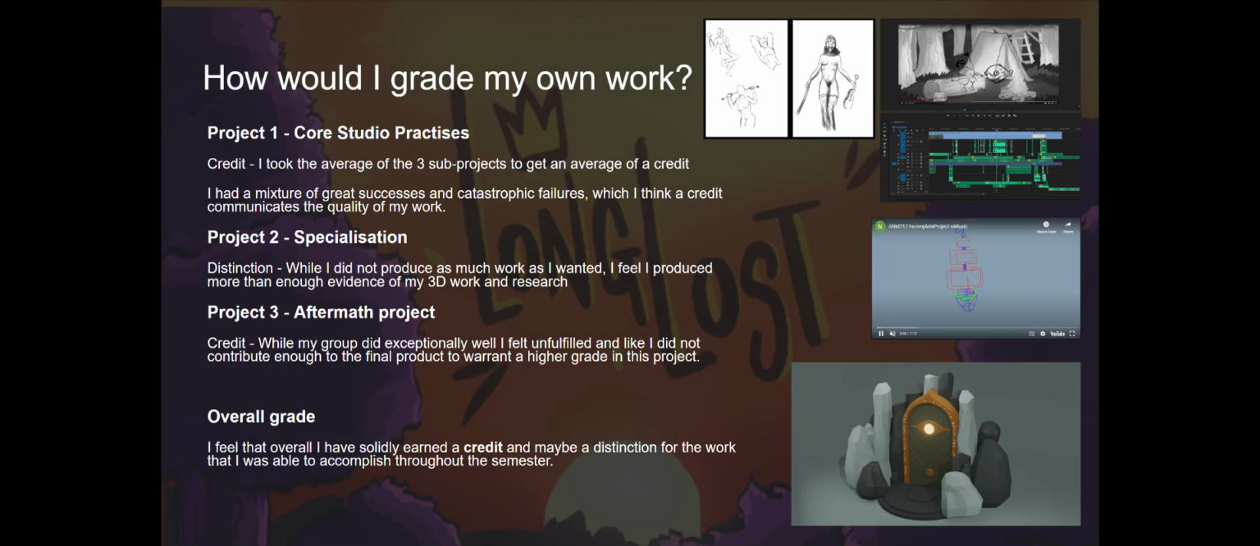How would I grade my own work? For project 2, as a whole, I feel unfulfilled with how my overall finish on it was. For the first project, I took the average of the 3 sub projects. So that was the CG Bootcamp, the transferable skills, and also the cross discipline.